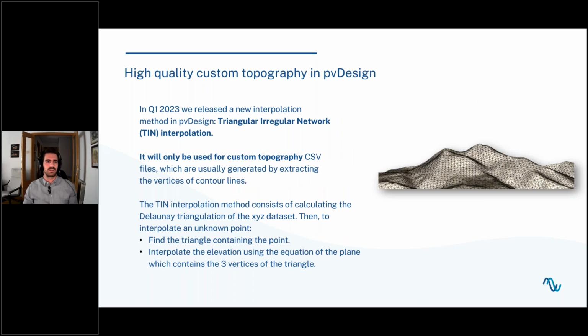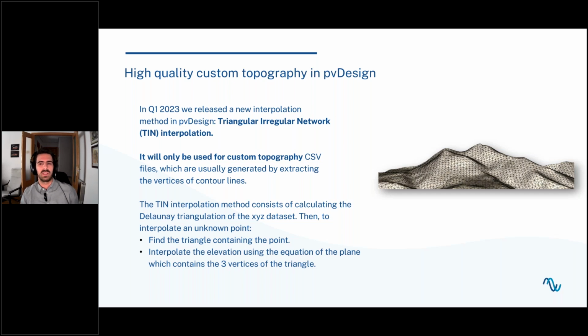Finally, this was very recent, in the first quarter of 2023, we released a new interpolation method for pvDesign, which is the triangular irregular network. This method is only used for custom topography files. And here, you will recall that earlier on I said that RBF is only used for Google Earth data. That means that for custom topography data, we were still using the old inverse distance weighting method. And that meant that whenever someone uploaded a custom topography file, they were getting a lower quality terrain surface, even though that was the opposite of what they expected, right?